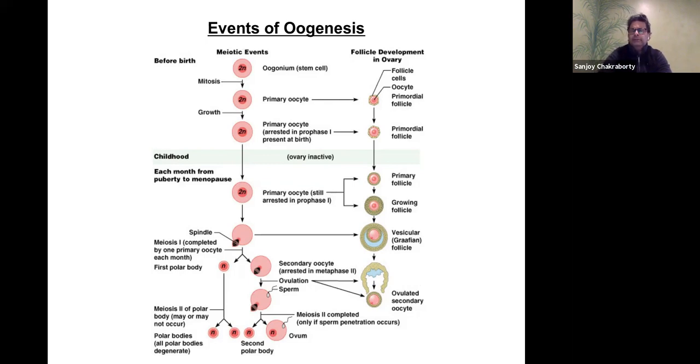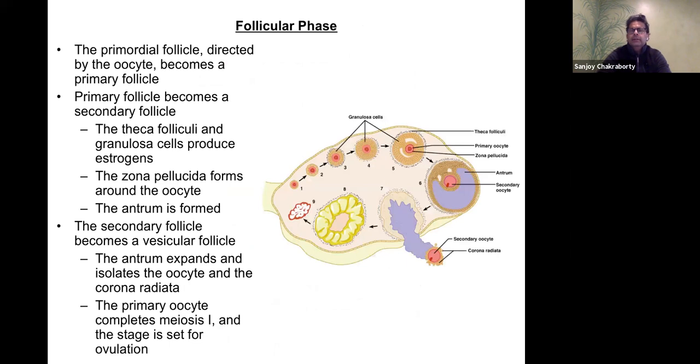Once it is ovulated, I'm going to use these slides. So right here, the primordial follicle becomes primary follicle, then growing follicle, and then eventually becomes Graafian follicle. This Graafian follicle is going to release the egg.